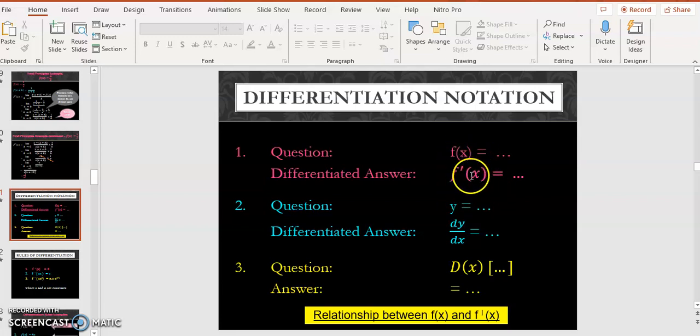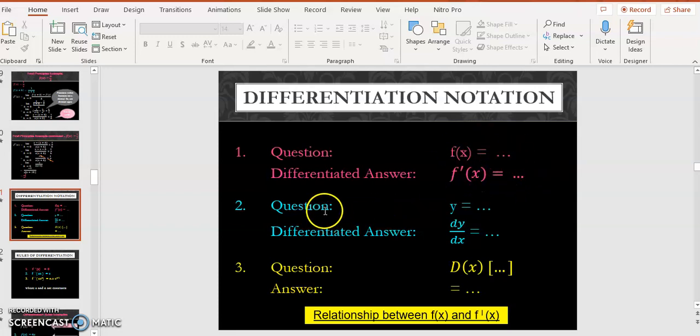So here, the f, you write the f. If it is j, you write j prime. If it is k, you write k prime. If it is m, you write m prime. So now this one is f, so we say f prime. If it is h, you write h prime of x is equal to whatever answer that you have. We'll look at how to do it. Now we are only looking at writing the notation.